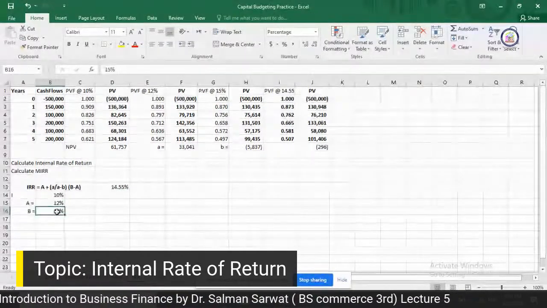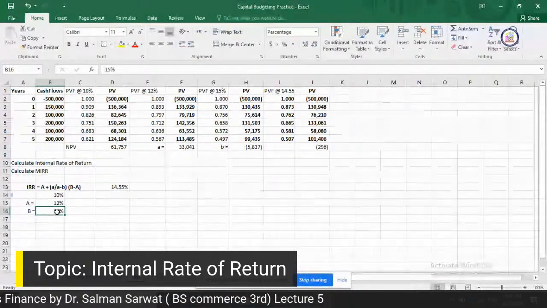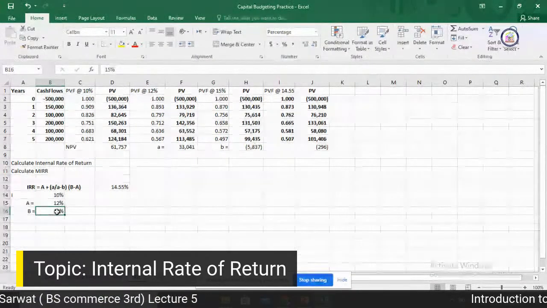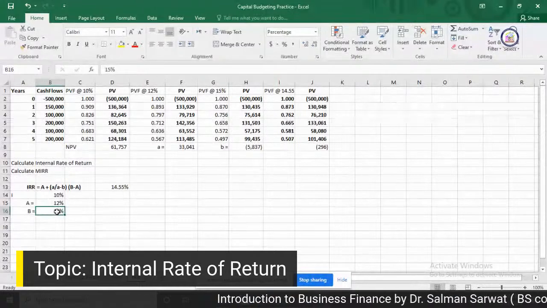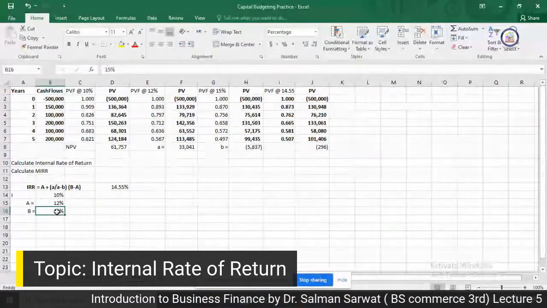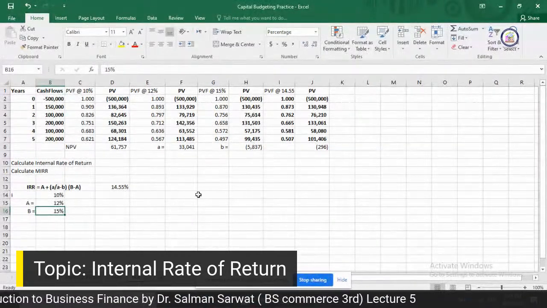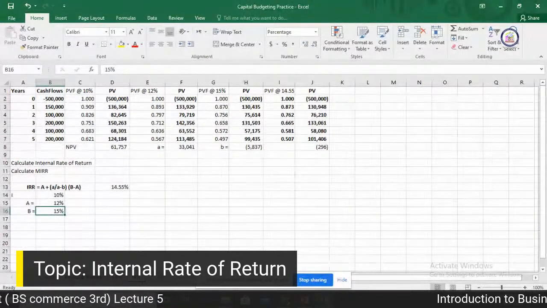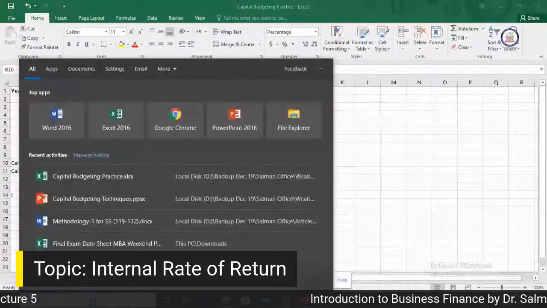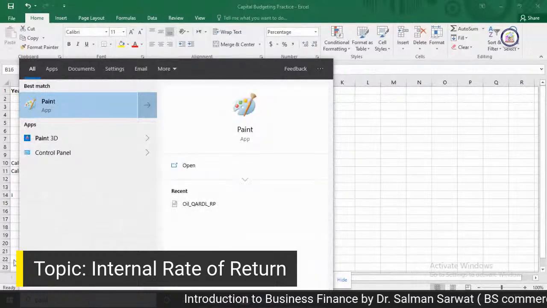As I have said earlier, the relationship between the interest rate and the present value is curvilinear. It's not a linear relationship. So what happens because of that, I can explain this, let me try to show that relationship on Paint brush.